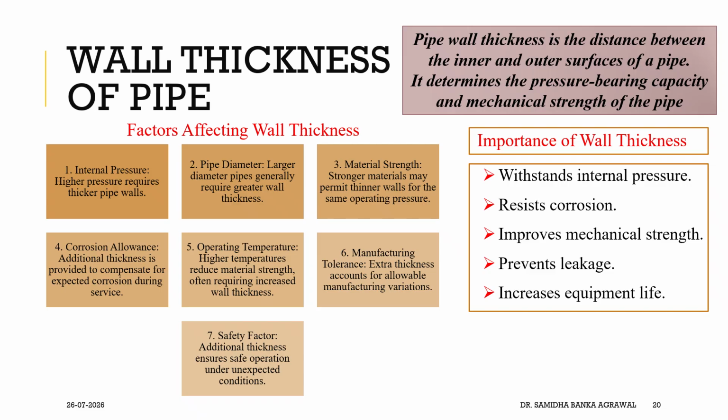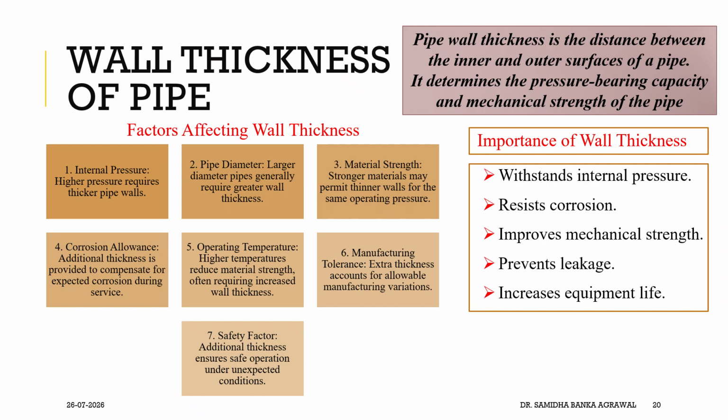A thicker wall enables the pipe to withstand higher internal pressures and provides additional corrosion resistance during long-term service. However, thicker pipes are also heavier and more expensive. Therefore, engineers must balance safety and economy while selecting the wall thickness.